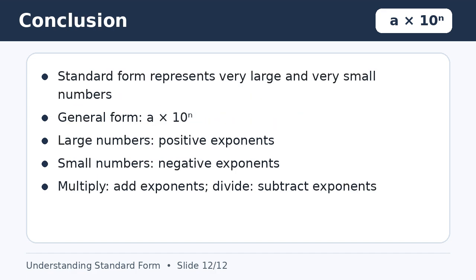Standard form provides a compact way to represent very large and very small numbers. A number in standard form is written as a times 10 to the power n, where the coefficient is at least 1 but less than 10. Large numbers use positive exponents, while small numbers use negative exponents. When multiplying, add the exponents. When dividing, subtract them. When adding or subtracting, first make the exponents equal. Standard form is widely used in mathematics, physics, chemistry, astronomy, engineering, and computing.